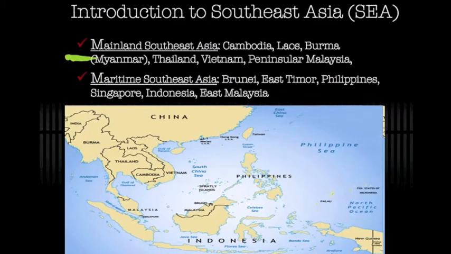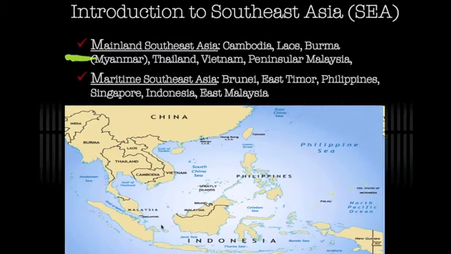So there are two geographic regions in Southeast Asia. Mainland Southeast Asia comprises Cambodia, Laos, Burma, also called Myanmar, Thailand, Vietnam, and Peninsular Malaysia. With Burma, it's interesting to note that it really depends on who you're talking to. Burma is sometimes part of South Asia. So it's part of Southeast Asia or South Asia.